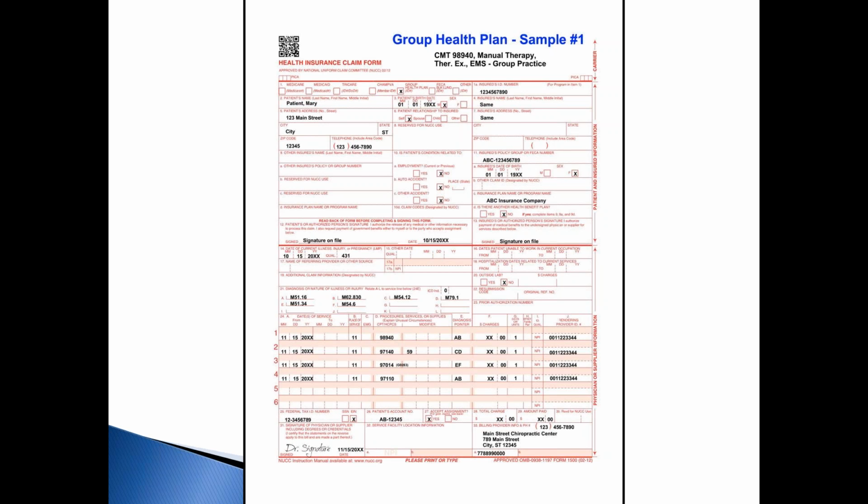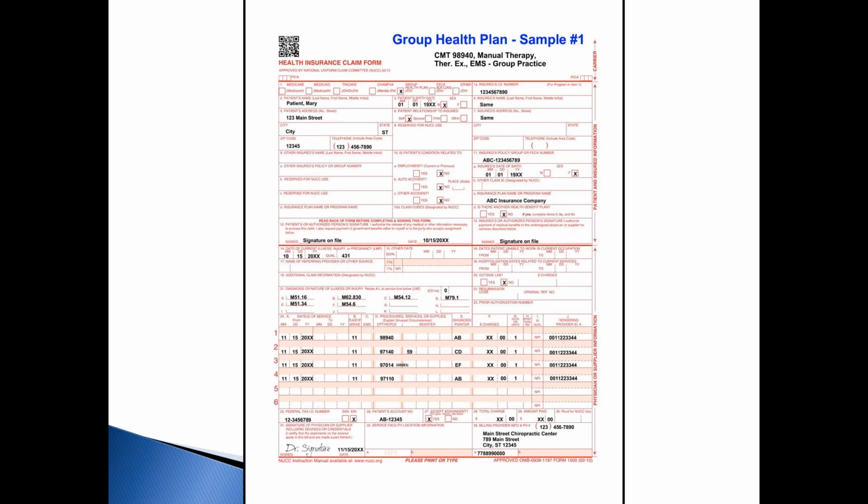So take a look at the service 98940. That's a chiropractic adjustment, 1 to 2 regions. So where are we linking that with? What diagnosis codes? If you look in box 24E, you'll see the letters A and B. So the letter A, M51.16, that's a lumbar disc problem. And then M62.830 in the B position, that's spasm of the back. So we're adjusting the lumbar region by connecting those two.